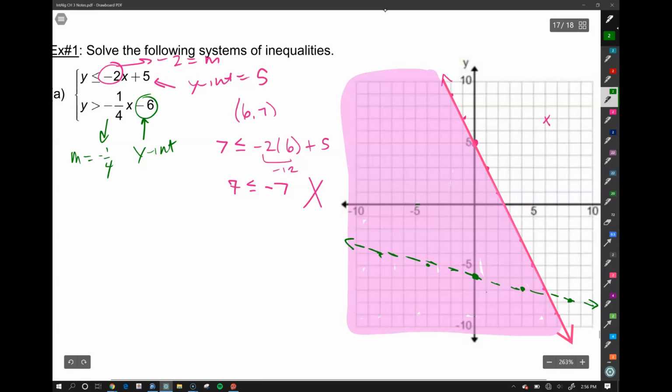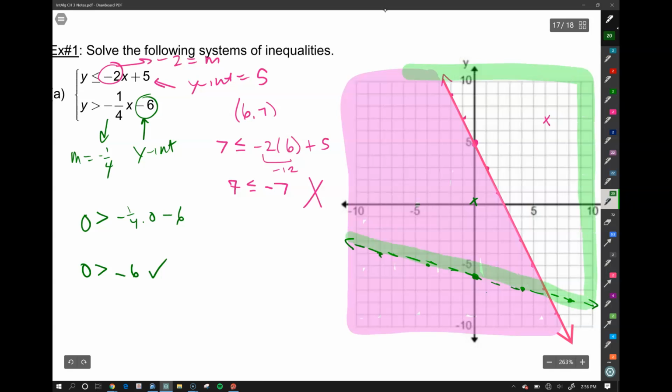Something like that. Okay, and then Jesse, you want to pick a point for me? Yeah, I did 0, 0. Perfect. 0, 0 is right here. It's not on the line, so I can plug it in. Is 0 greater than negative 1/4 times 0 minus 6? Is 0 greater than negative 6? Yes. Since that is true, I will shade the half where 0, 0 is.